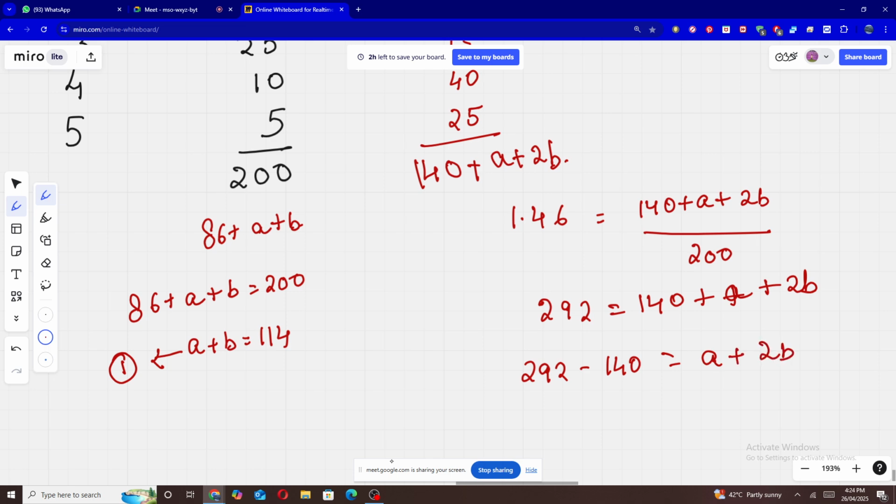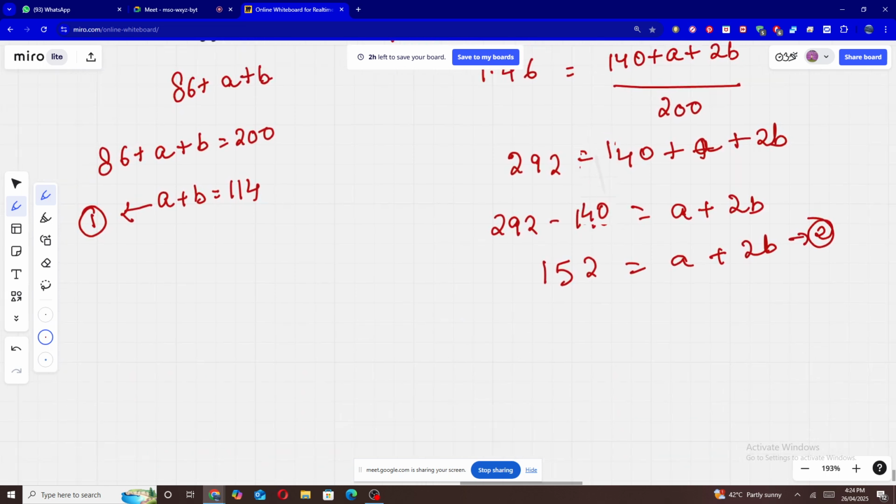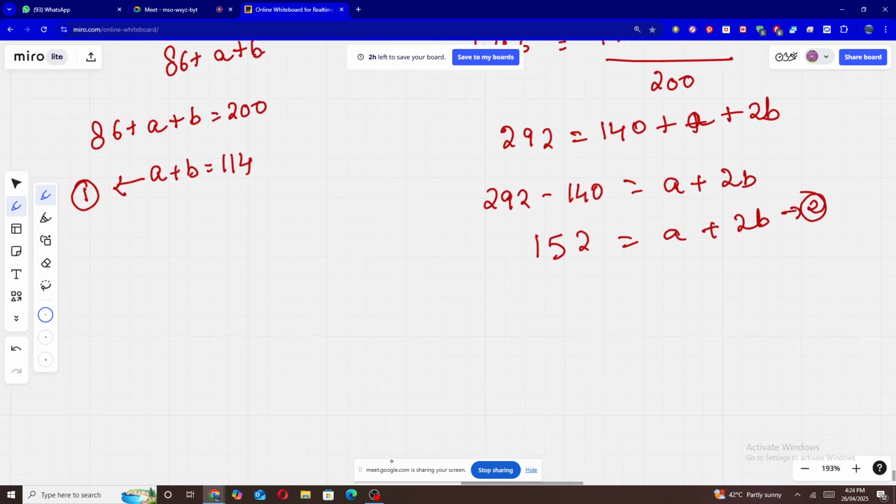So what is happening? 292 minus 140. How much is it? So we got our second equation also. This is the second equation. Exactly. Now you will use your linear equation.